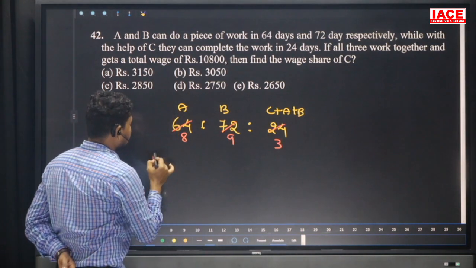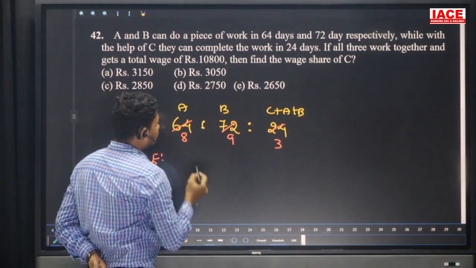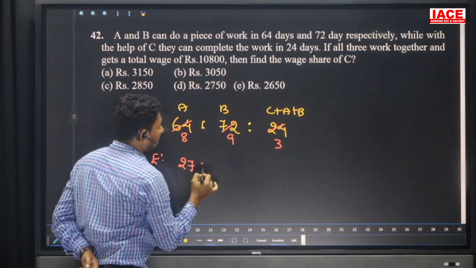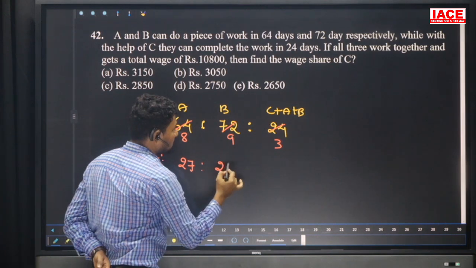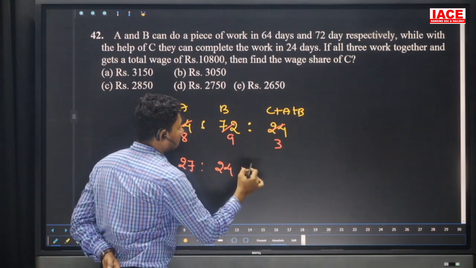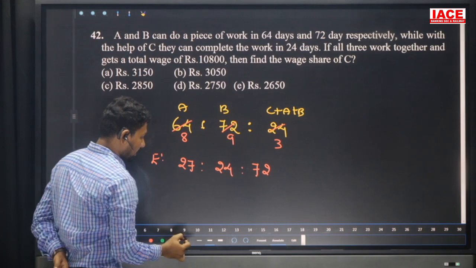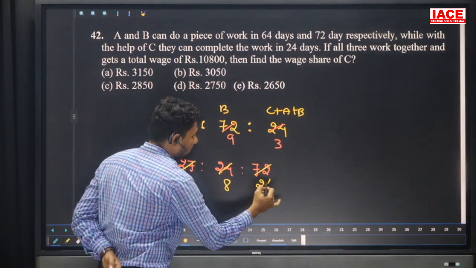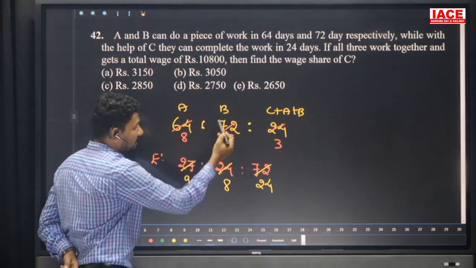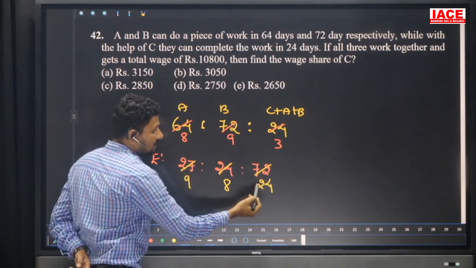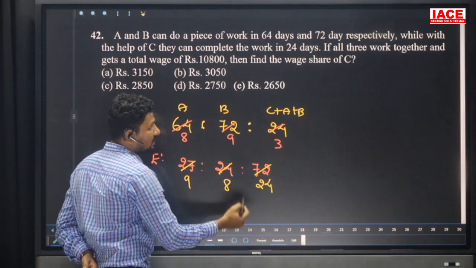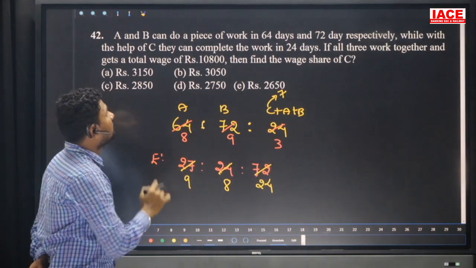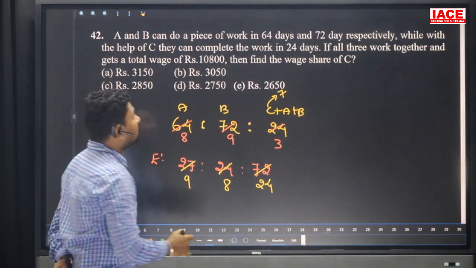And we'll write efficiency. How to write efficiency? Here, for A's efficiency we will multiply these two numbers: 9 3s are 27. For B's efficiency we should multiply these two, and for C's efficiency we should multiply the other two. All the terms again cancel with 3: 3 9s, 3 8s, and 3 24s. Look, A's efficiency is 9 and B's efficiency is 8. 9 plus 8 is 17. 17 subtracted from 24 is equal to C's efficiency, which is 7. Then we have to distribute the wages based on their efficiencies.